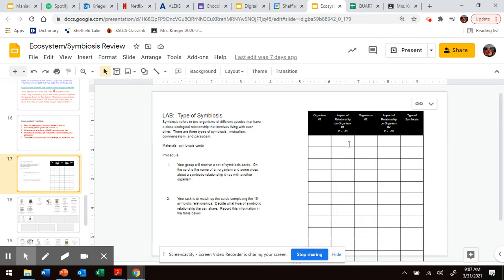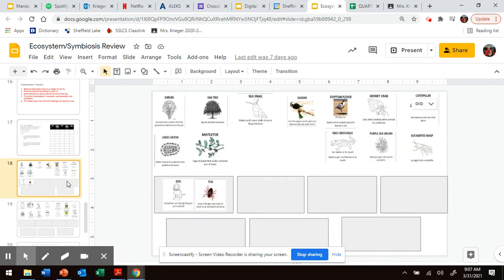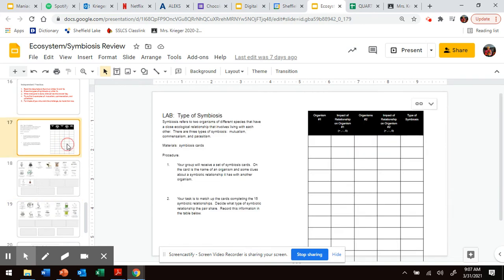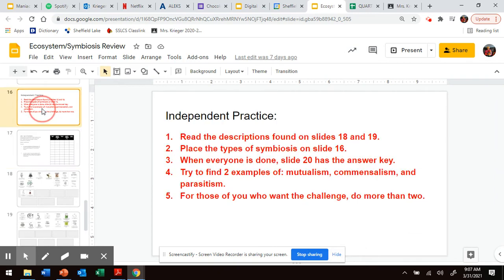You can also just type the words commensalism, mutualism, or parasitism as well. So there are going to be multiple answers. You'll have to zoom in on slides 18 and 19 and try to figure out a relationship among two organisms on 18 and 19. Then you're going to record your answers on slide 17, saying how the two organisms interacted with one another. Again, your goal is to try to find two of each.